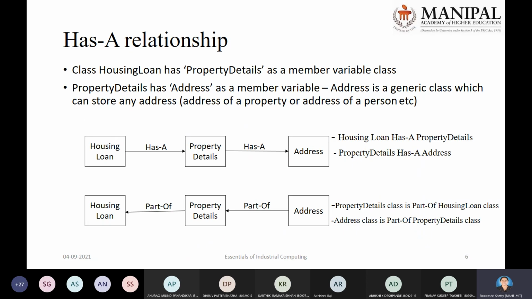Then comes the has-a relationship. This I think I have clearly explained to you in the previous slide. Housing loan has property details and property details has address. The completely reverse of it is address is a part of property details and property details is a part of housing loan.